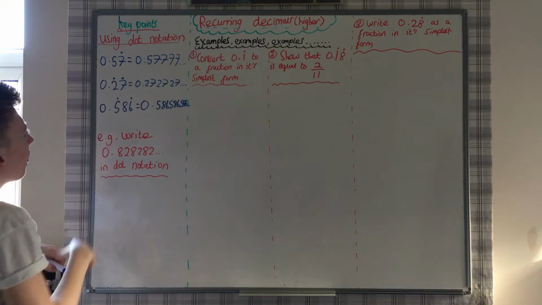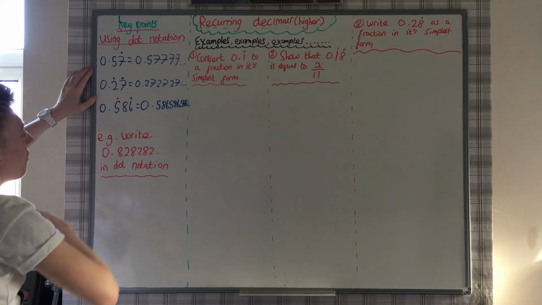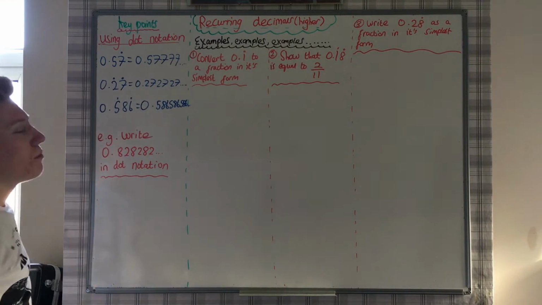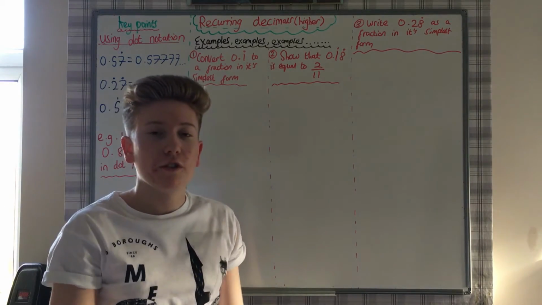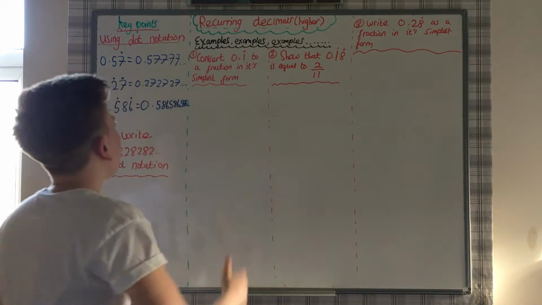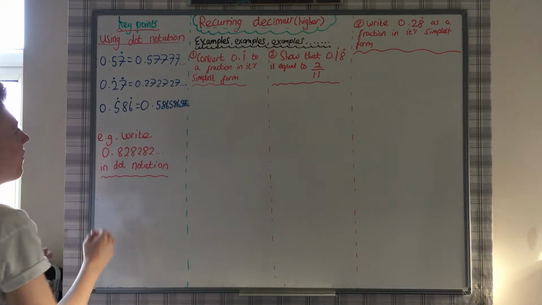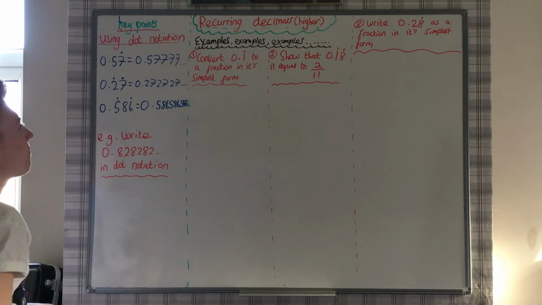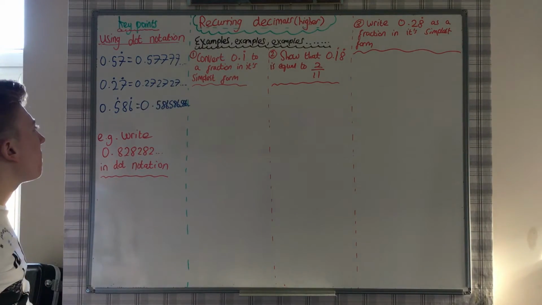0.2 recurring 7 recurring, like this, with the dot above the 2 and the 7, is written as 0.2727272727 and on again to infinity. So the 2 and the 7 recur forever in that pattern, in that order.